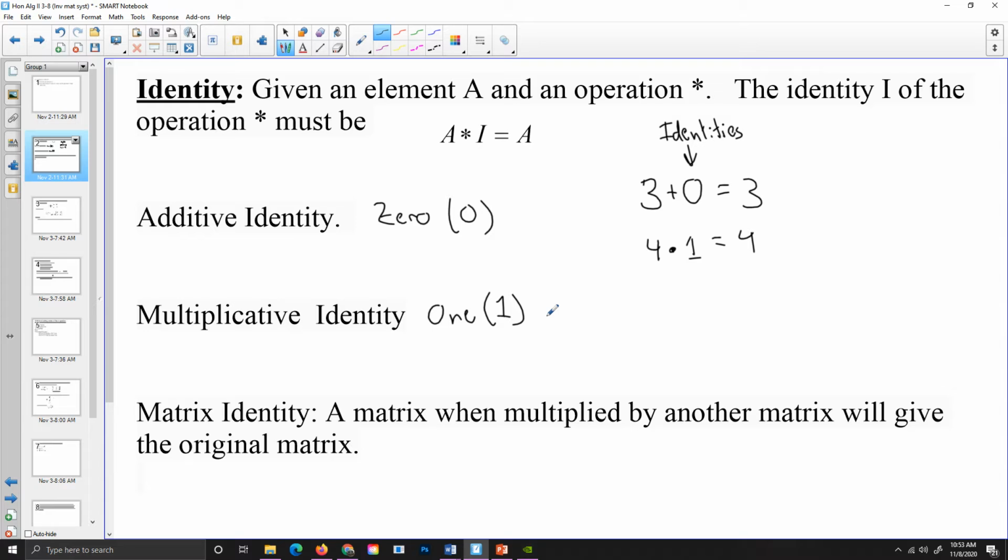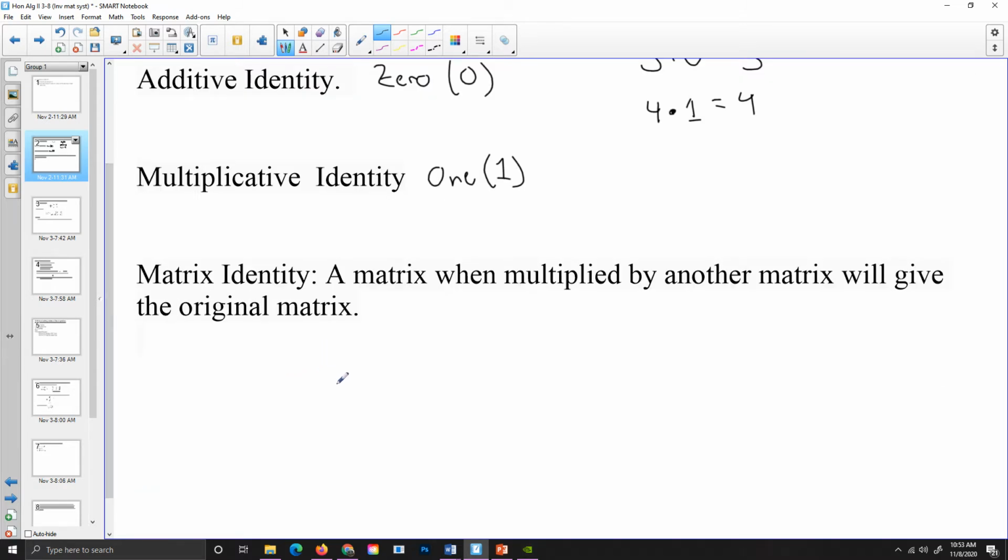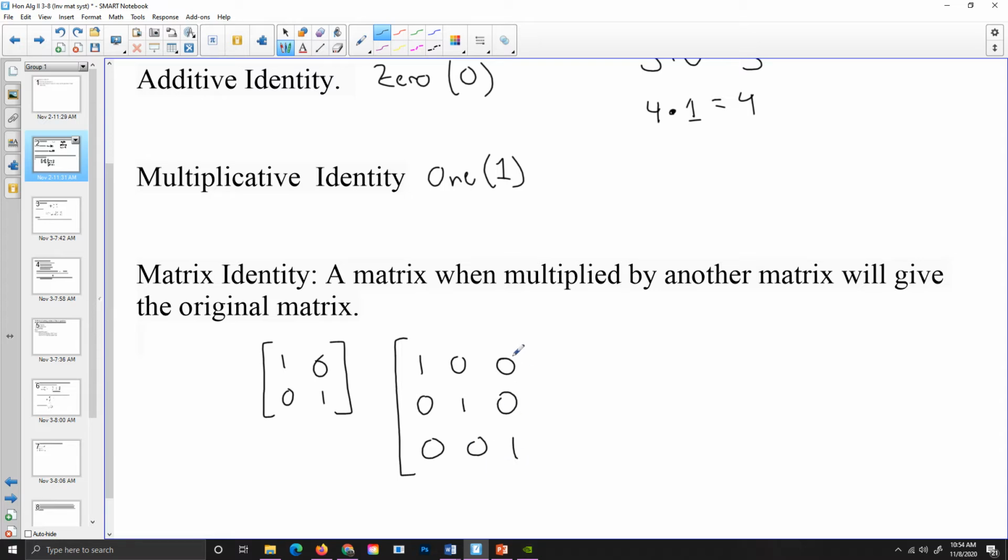Matrices also have identities, and a matrix when multiplied by another matrix will give the original matrix. There are only square matrix identities, so one of the identities for matrices will be a 2 by 2 matrix, and it will be 1 0 0 1. And then for a 3 by 3 matrix, you'll have 1 0 0, 0 1 0, and 0 0 1. Again, identity matrices can only be square, and you'll notice that they have ones down the diagonal and zeros everywhere else.